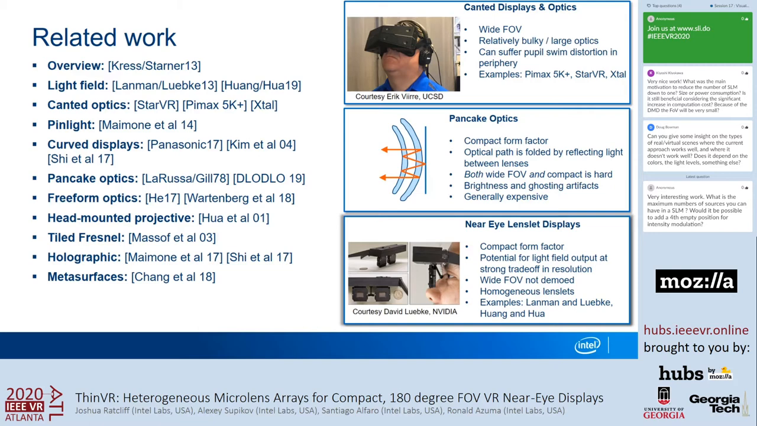Next are a class of optics known as pancake optics. Pancake systems obtain impressively compact form factors by folding the optical path. This folding is in reality a process of bouncing light between layers of lenses, typically via polarization-based reflection. It can be difficult to simultaneously achieve both an ultra-wide field of view and a compact form factor with this technology, and there are inherent inefficiencies. Michael Abrash discussed this at some length in a recent Oculus talk, which I'd recommend anyone interested to watch.